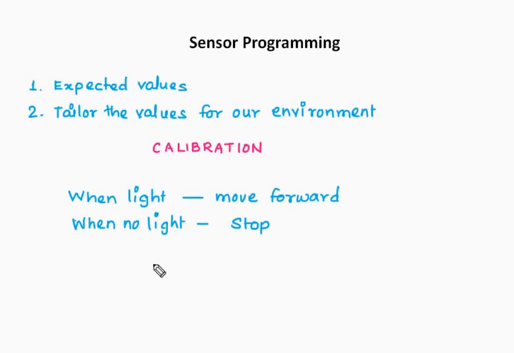So the room light or the ambient light of the room should be considered as darkness. Otherwise what will happen is, if I start the program and I'm using, let's say, a tube light in my room, the robot will sense it as light and it will keep on moving forward. But I don't want that.